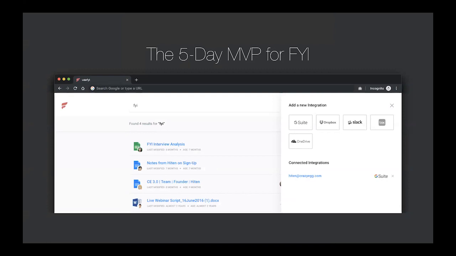And so all that research resulted in something that I would also call competitive research, which we call the 5-day MVP for FYI. One thing that people think about when they think about solving the problem of finding documents is a search box, and building a search box. So we thought through, okay, we've got all this validation that the number one problem people have is finding documents across all the apps they use.